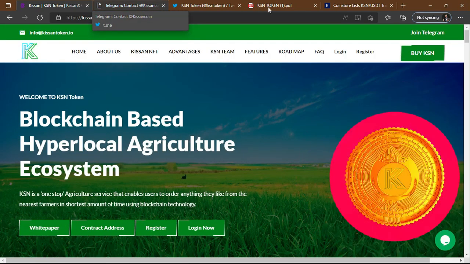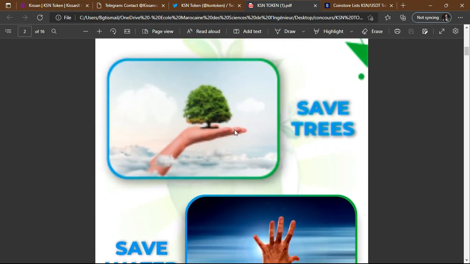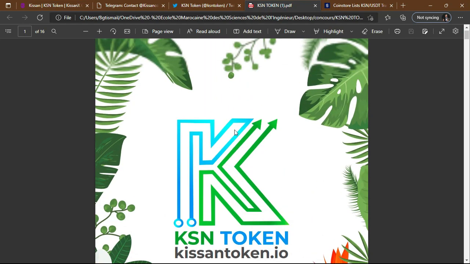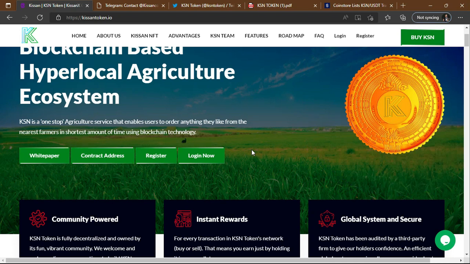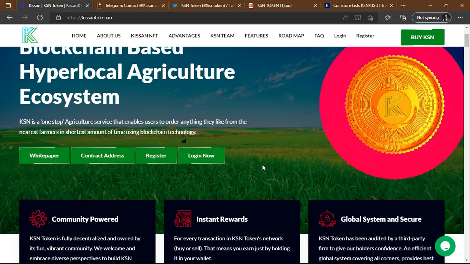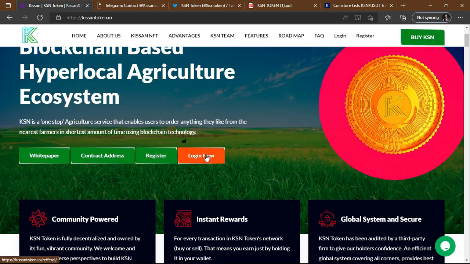Then we are going to see a PDF that actually describes the project in a more eco-friendly way of doing crypto. And as you can see, there are three key points to the project. The project is community powered. You have instant rewards and a global and secure system. You can do a lot of stuff by just clicking on this link.